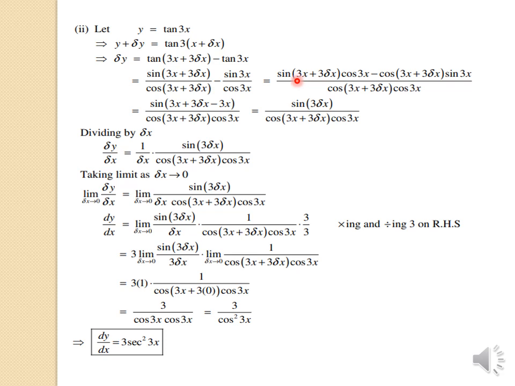So student, it is the formula of sine of alpha minus beta. What is the formula of sine of alpha minus beta? Sine alpha cos beta minus cos alpha sine beta.